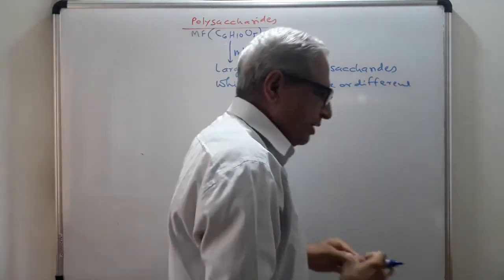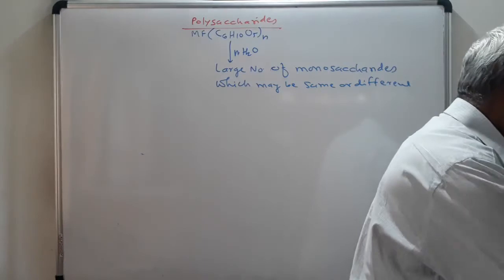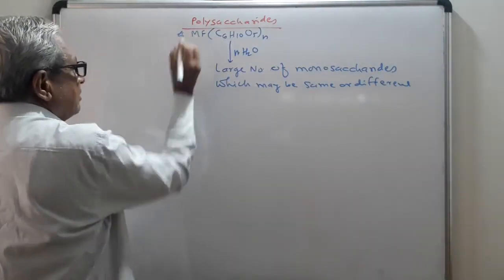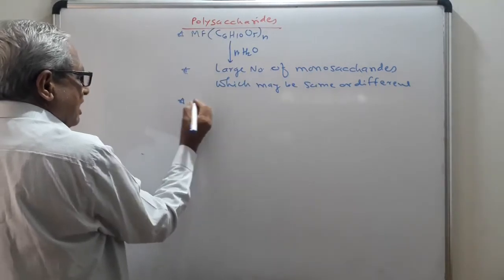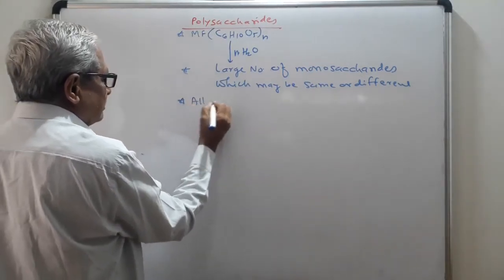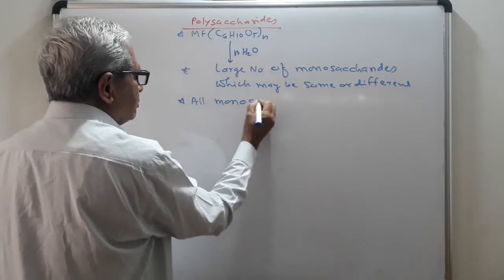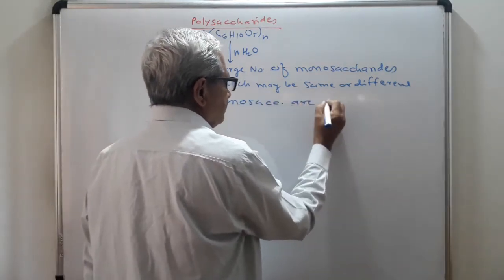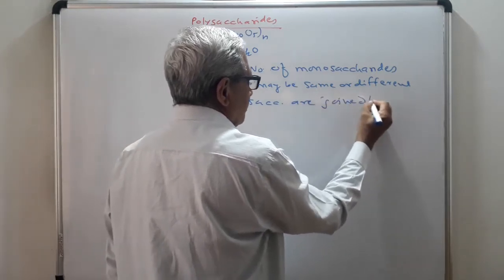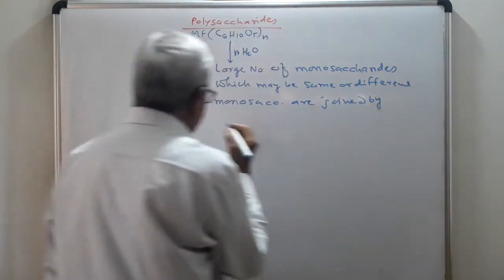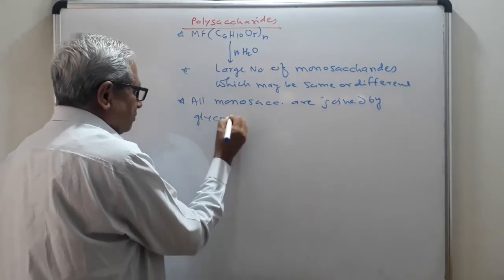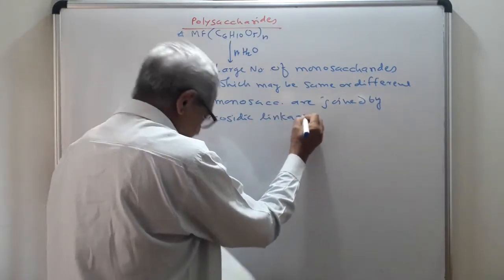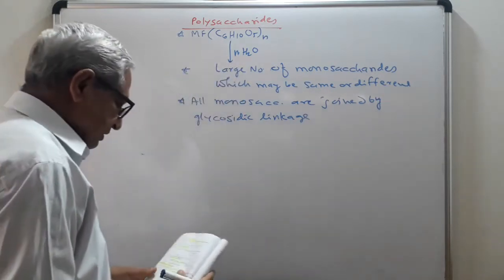So this is the point here, polysaccharides. In polysaccharides, all these monosaccharides are joined by glycosidic linkage. These are joined by glycosidic linkage.